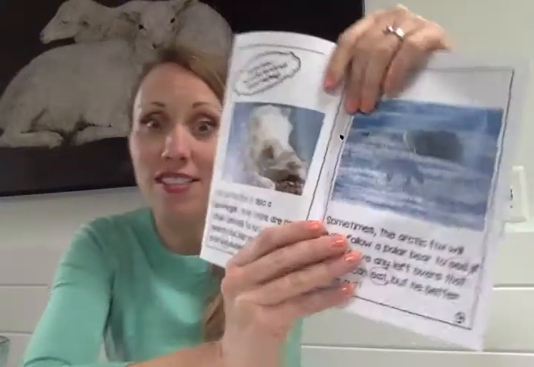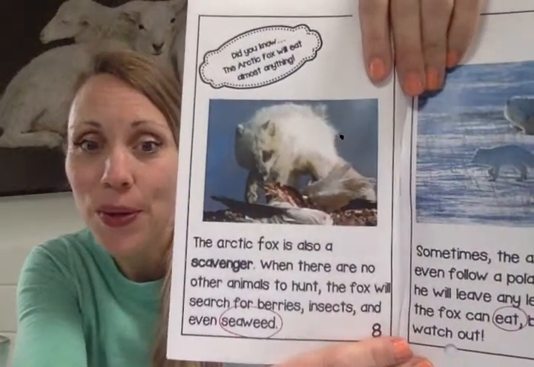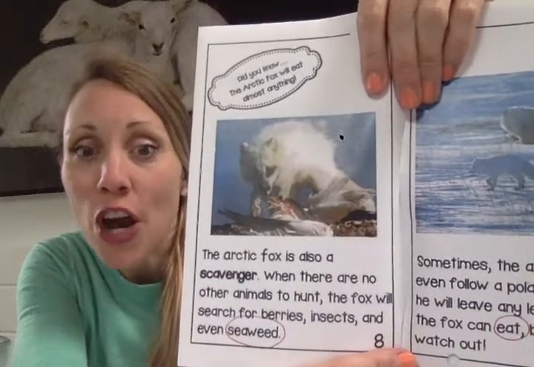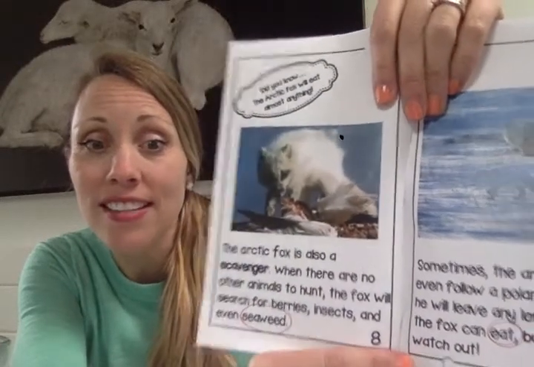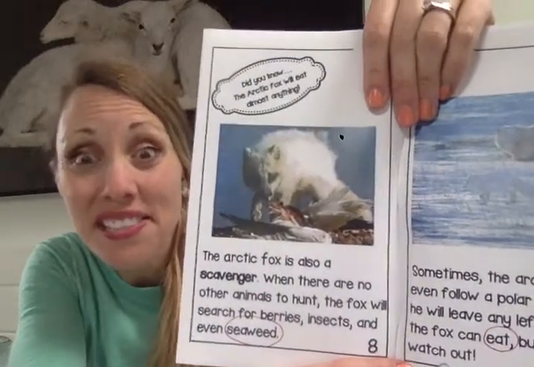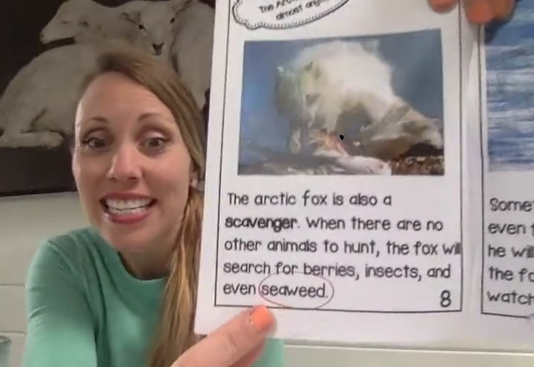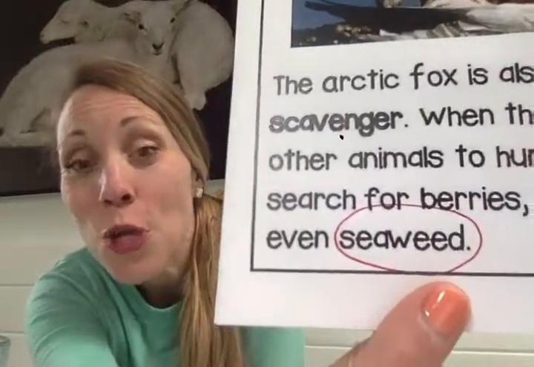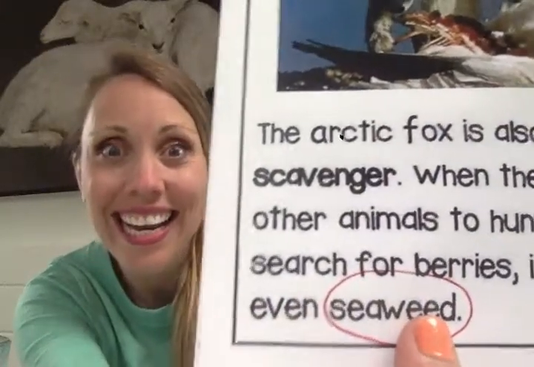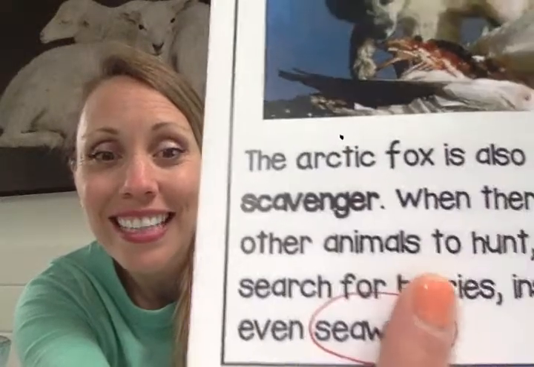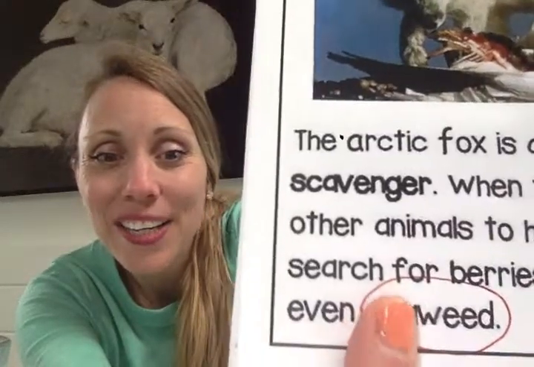The Arctic fox is also a scavenger. When there are no other animals to hunt, the fox will search for berries, insects, and even seaweed. Guys, seaweed is a two-part word with two vowel teams, EA and EE, in the same word. See? Weed.